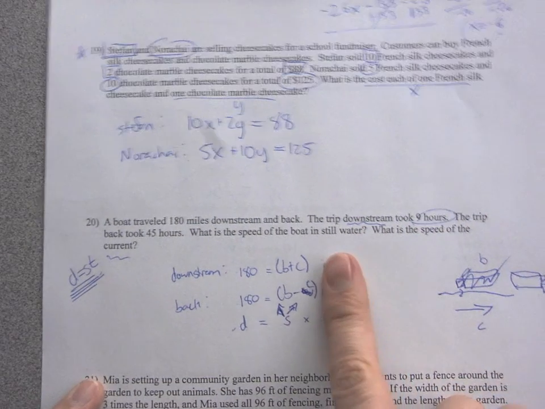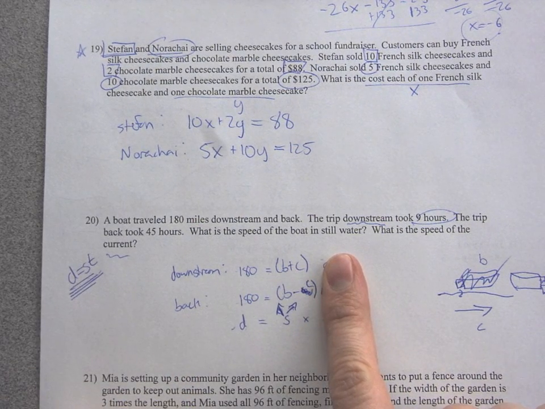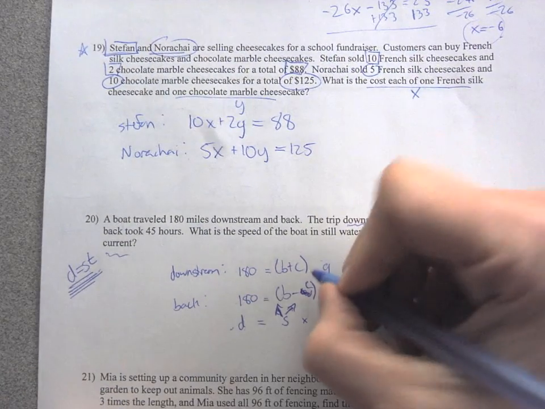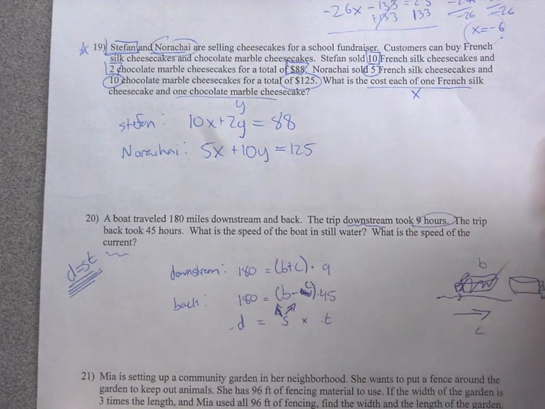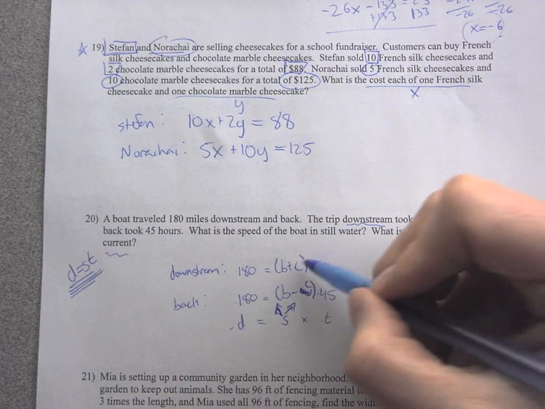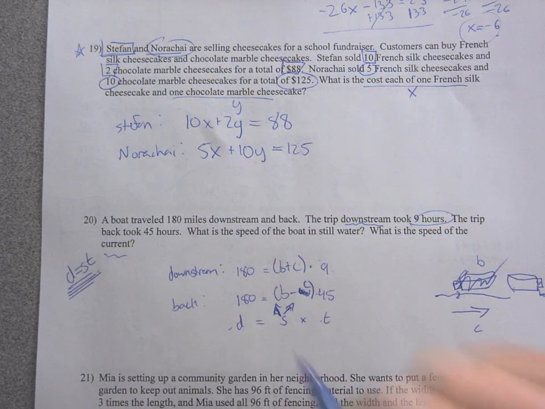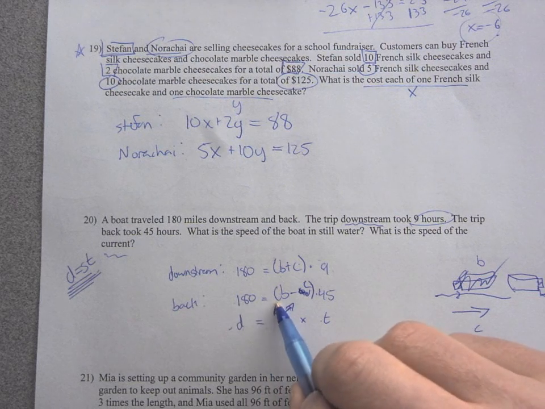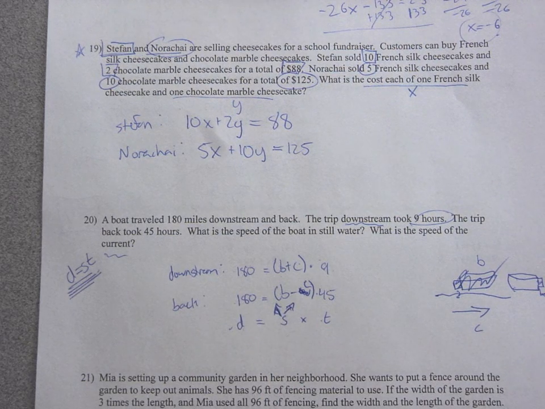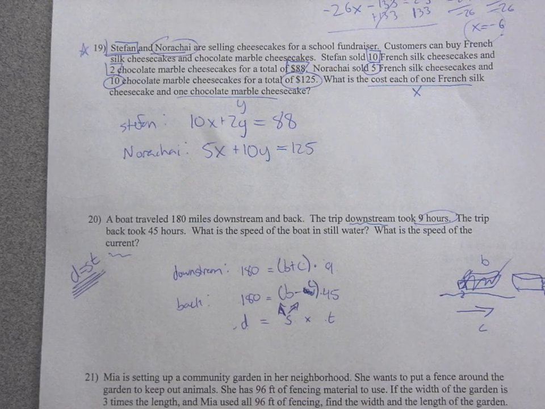If you ignore the 9 and the 45 for a second, this looks like a pretty easy elimination problem. Okay, but we do have that 9 and 45, and remember this is a multiply, right? Multiply by time. So there's a couple ways to do this. You could distribute the 9 through. You'd get 180 equals 9b plus 9c. And you get 180 equals 45b minus 45c. But that's actually more work than you need to do, because you would have to multiply one of the equations again to get the elimination happening.